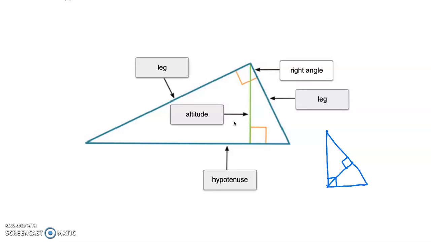So for example, if I had a triangle that looked like this, I could still draw an altitude right here. So this would be the altitude. This would be the hypotenuse. This is a leg. This is a leg. And we have the right angle. It doesn't matter which way you move the triangle, you should be able to identify all of those parts. So pause and write that in your notes if you need to.